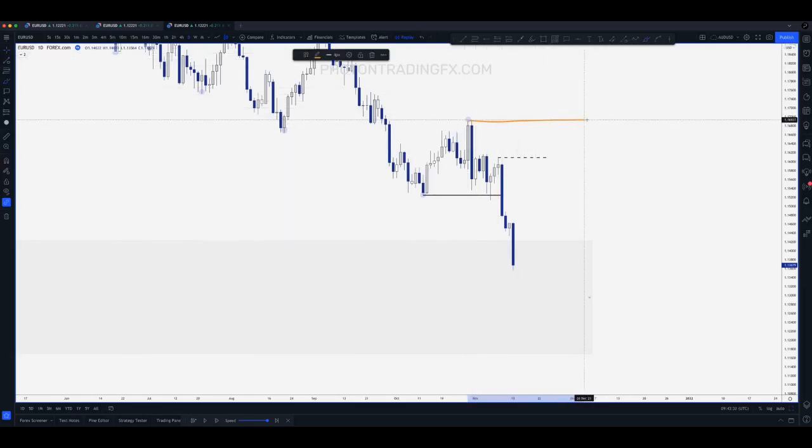This is the high that I would need to see price break and close up above for there to be a daily bullish trend change, and this would just be the current internal high. So that would be the level that would need to be wicked or broken for there to be a bullish daily change of character. So obviously that's a very far away level.